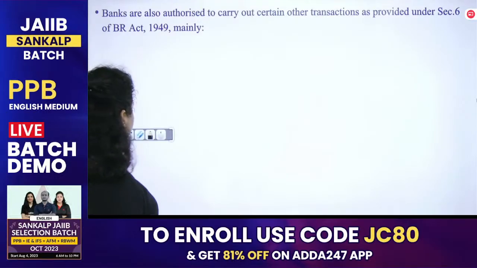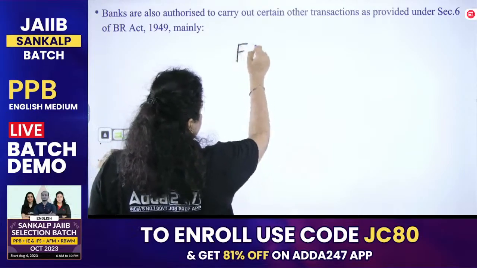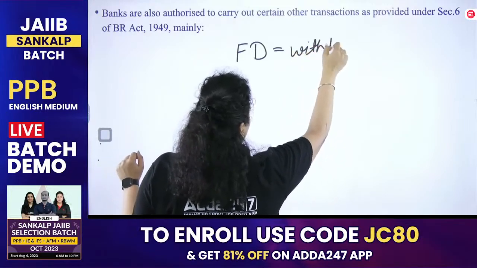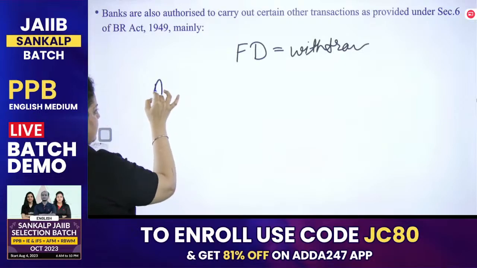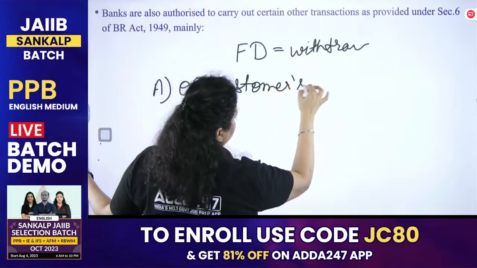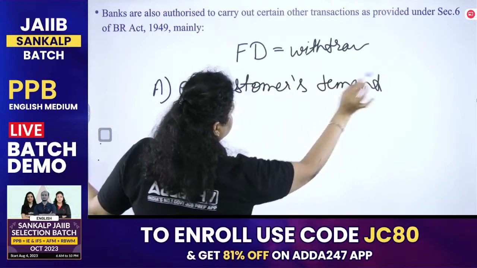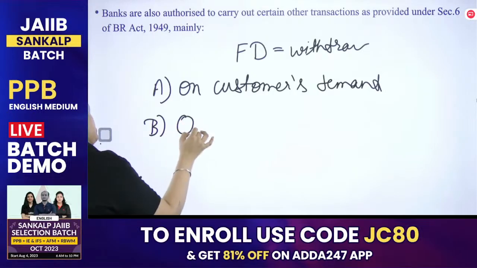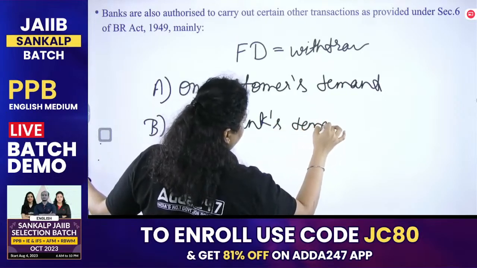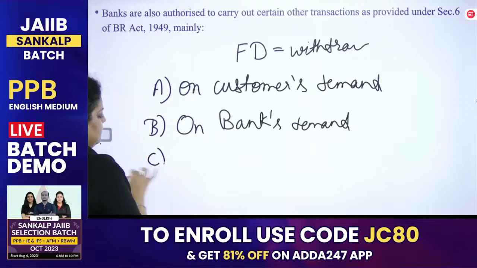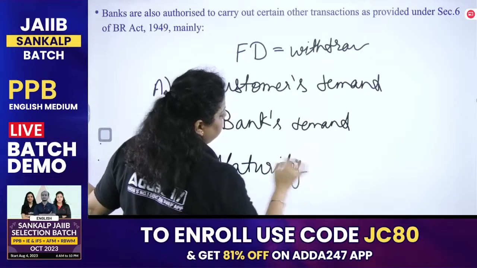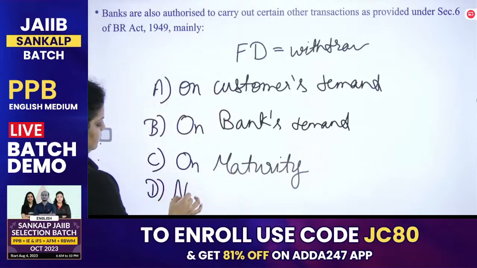Okay, if I ask you a question, let's say I have an FD. When will I be able to withdraw my money? The first condition, option A, is saying on customer's demand. Like whenever the customer demands to withdraw the money, it can be withdrawn. B option is saying on bank's demand. Whenever the bank wants, it can give you the money back, or bank's wish, we can say. Third, on maturity, on the maturity of the document. And D, none of the above.